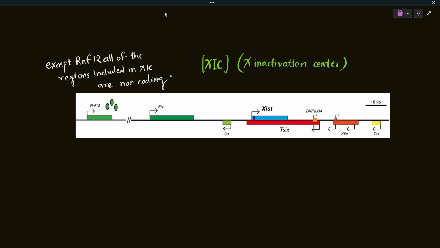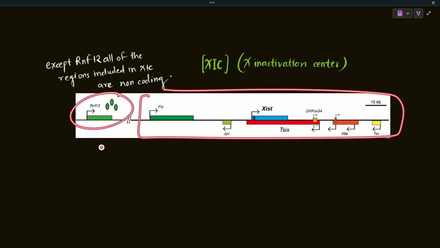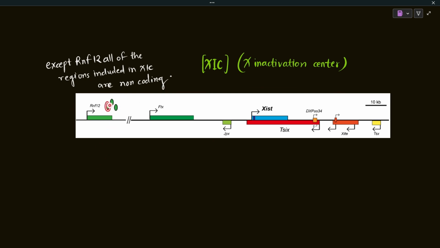So let's forget about all this part for now and just focus on RNF12. This RNF12 codes for a protein, and this is very important. This is very crucial, and it is going to be helpful in the counting part. So how? Let's take a look at that.